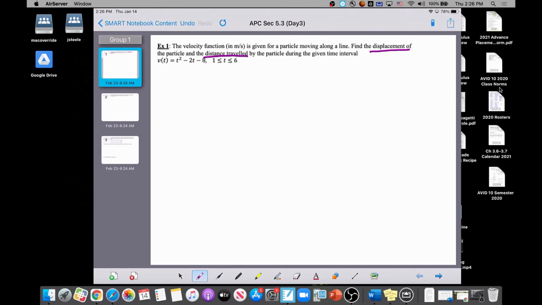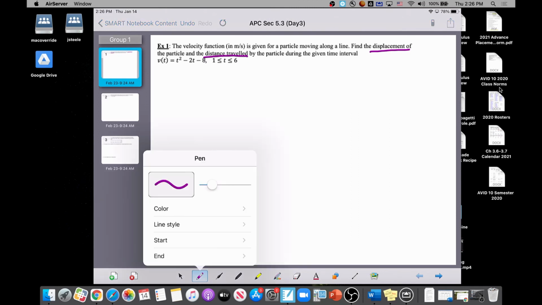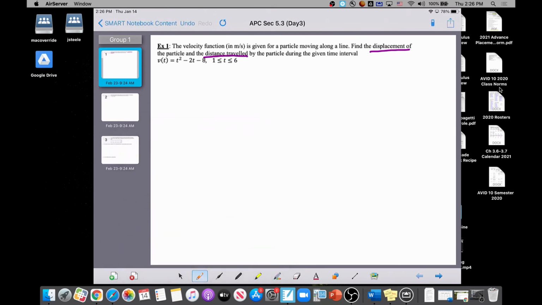And we're doing this for this velocity function, t squared minus 2t minus 8 on the interval from t equals 1 to 6. So the first thing is we need to know when our particle is stopped, because that is going to help us calculate our distance traveled, so we know when it's traveling in the forward direction and when it is traveling in the backward direction. And so we know that our particle is stopped when our velocity is 0.